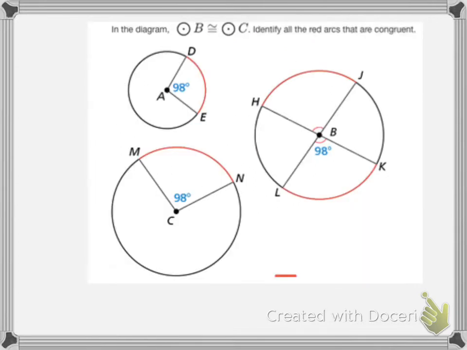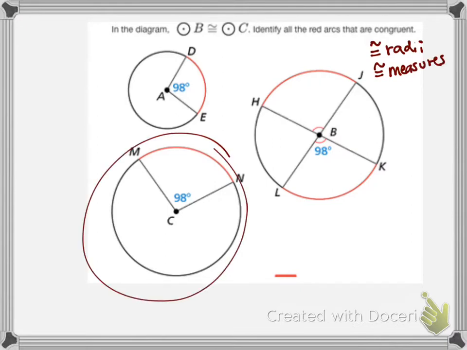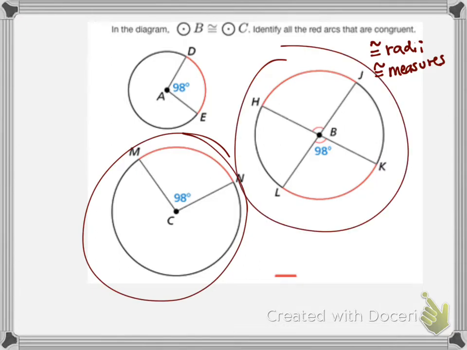Then last, this one had check boxes. You had to check in the diagram. Circle B is congruent to circle C. Identify all the red arcs that are congruent. In order for arcs to be congruent, they have to have congruent radii, and they have to have congruent measures. So obviously B and C, the circles are congruent, so by definition their radii are congruent. This one's marked 98, so LK is congruent for sure with MN. Most people got those right off the bat.